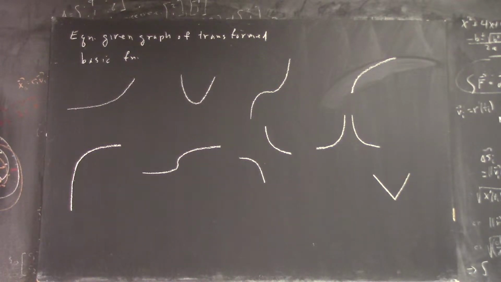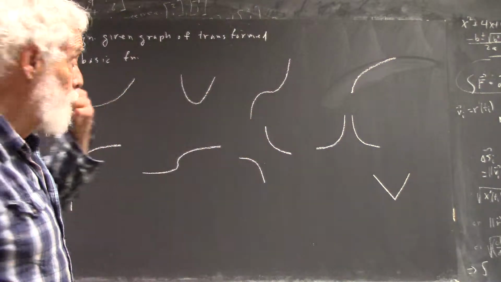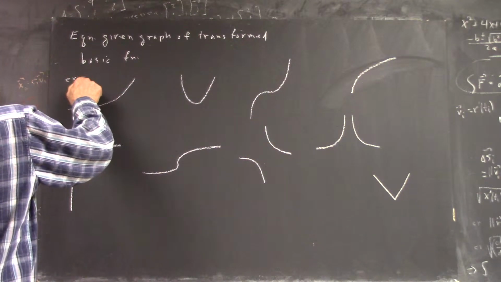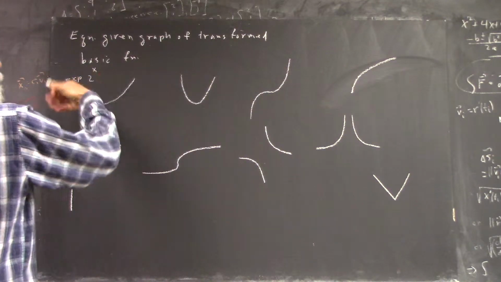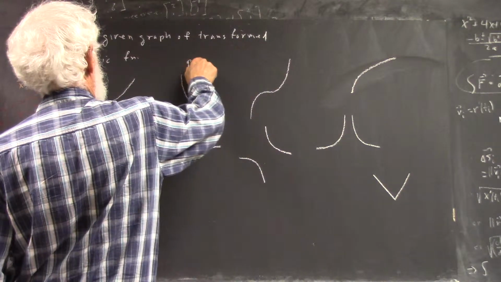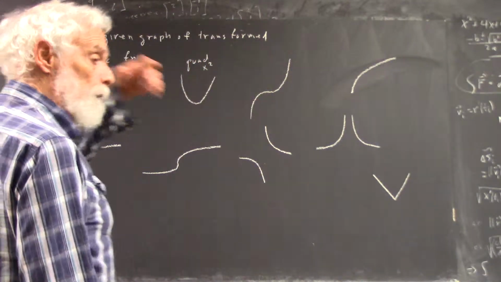Okay, graphs of the basic functions look like this. And we should be able to match up the graph with the function. This is your exponential, which is y equals 2 to the x, the basic function that we're using. This is quadratic, y equals x squared, f of x equals x squared.